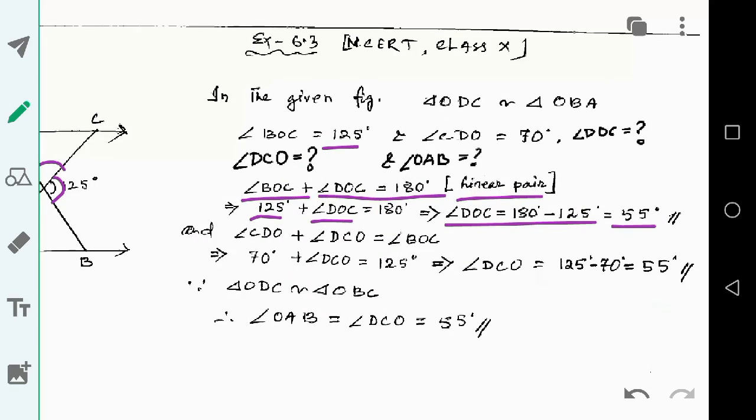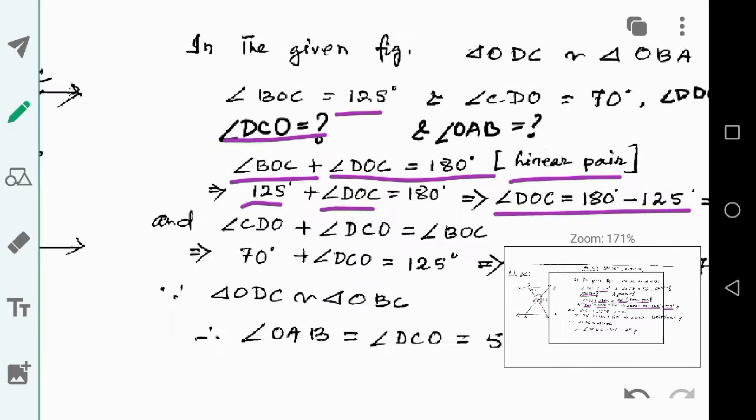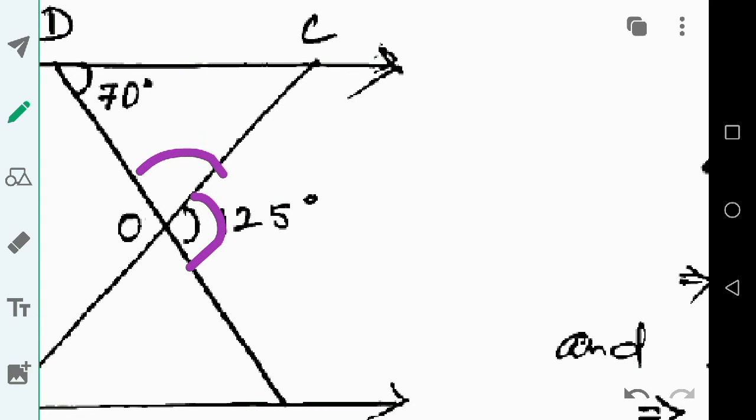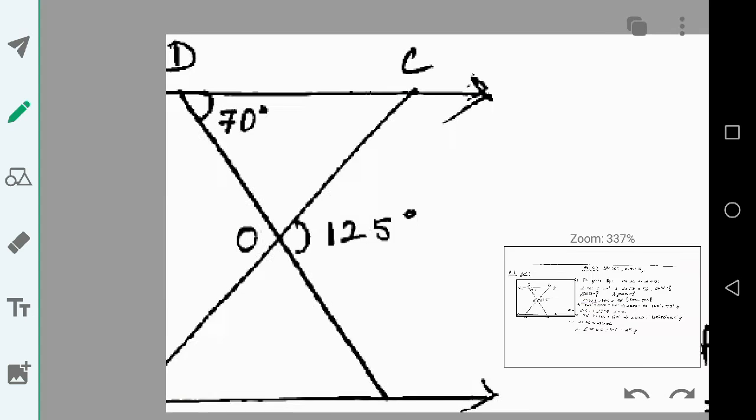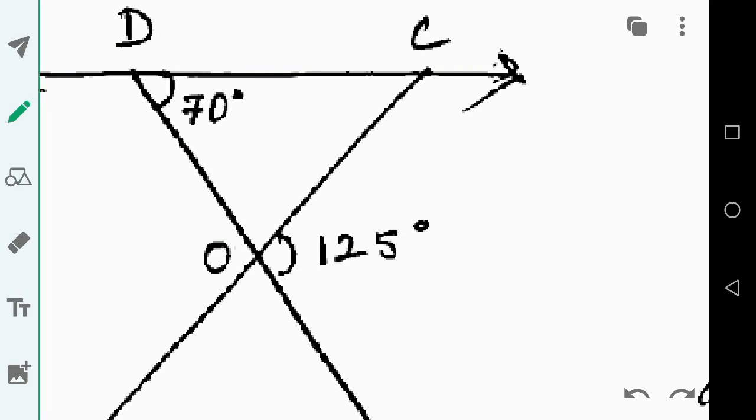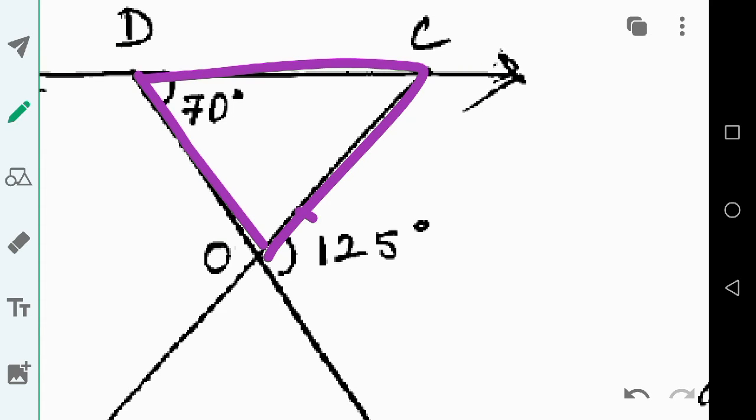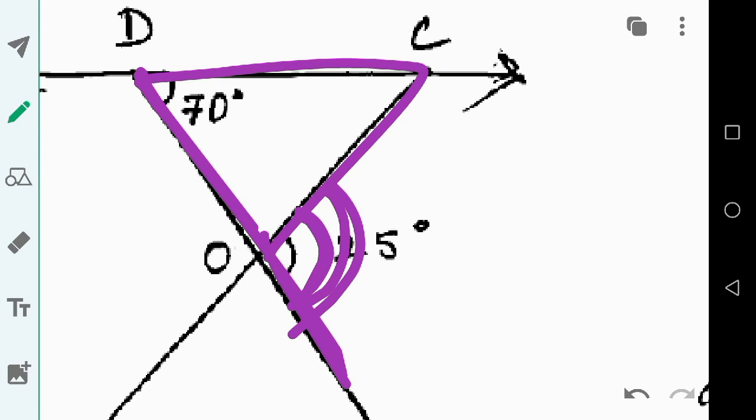Now let's find DCO, this angle. If you look at the diagram, you will observe that this is a triangle, and this is the exterior angle produced when side DO is produced. We know that the exterior angle of a triangle produced due to extension of one side is equal to the sum of the opposite interior angles.